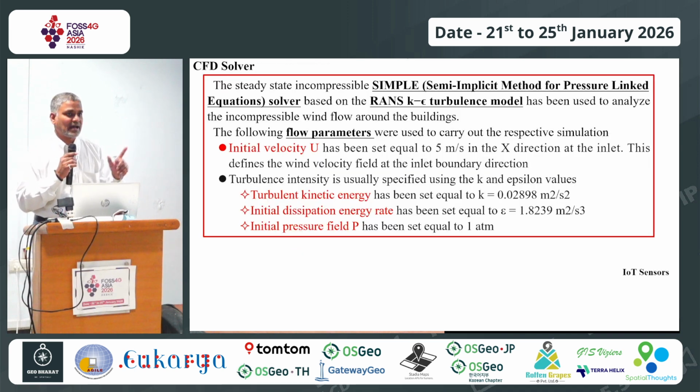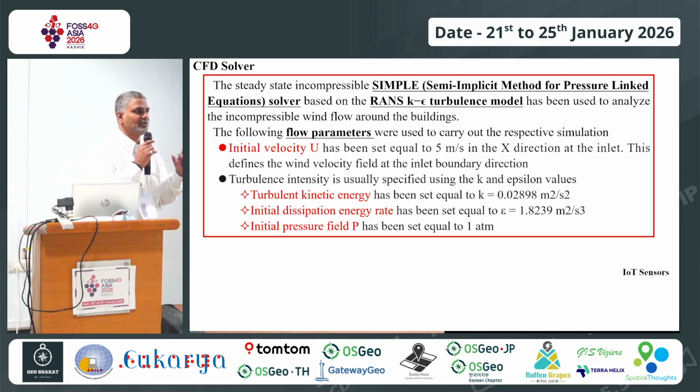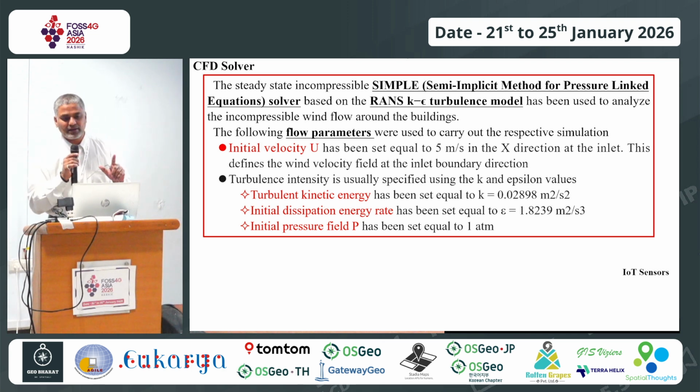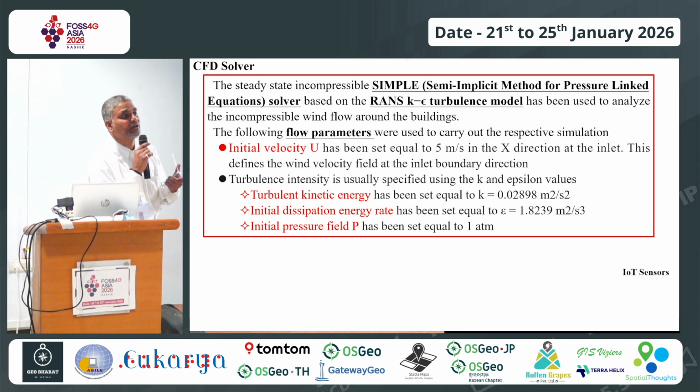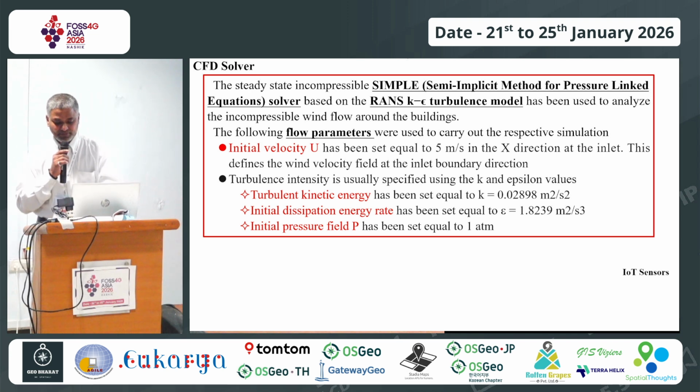As I said, when I come to computational fluid dynamics, there are almost 200 plus CFD solvers. They are mainly known for very, very complex algorithms. I took a simple algorithm, the RANS k-epsilon model. These parameters you have to derive. What are the parameters? Kinetic energy, energy dissipation rate, and the pressure field. For these, I need to depend on sensors, so I have to ask my IoT sensor team.